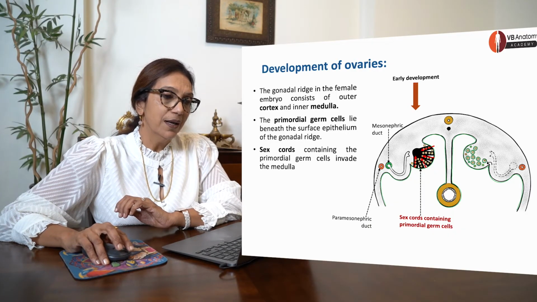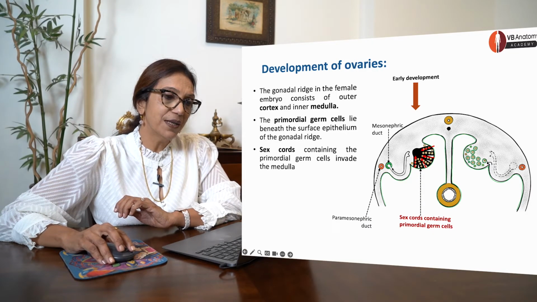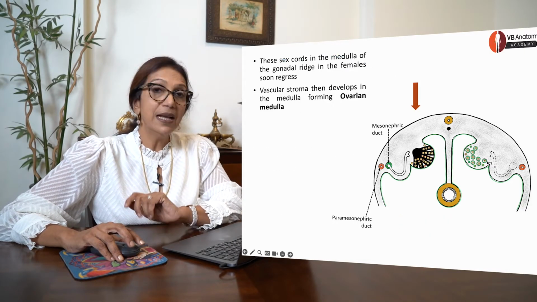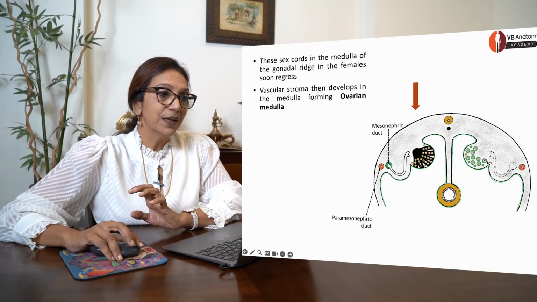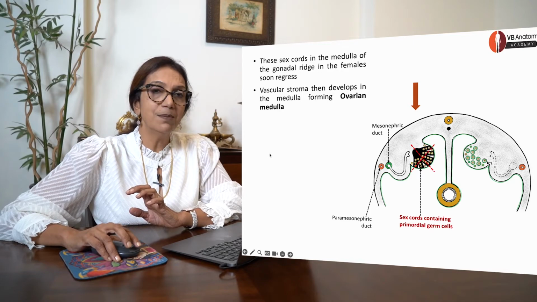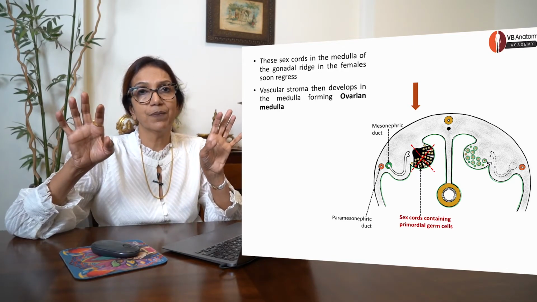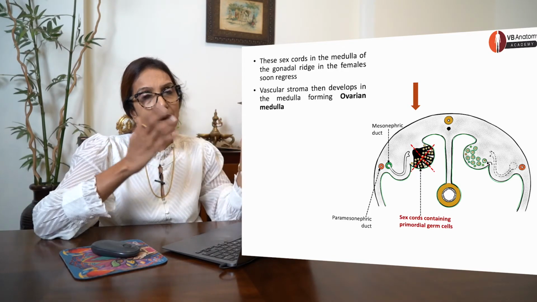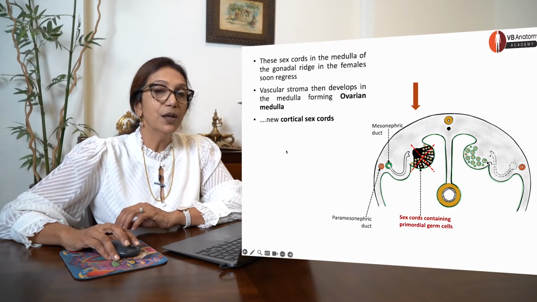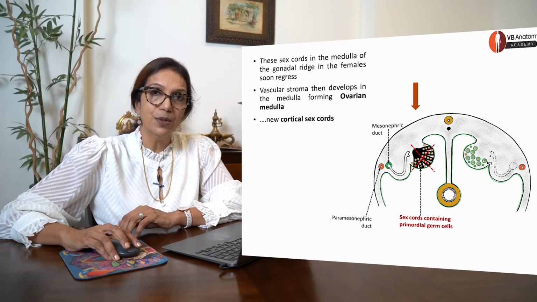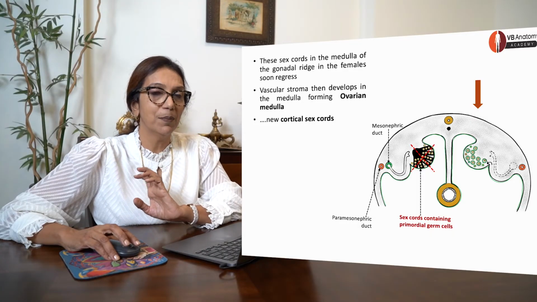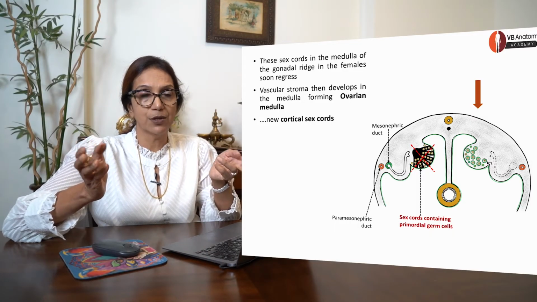Okay. That's the mesonephric duct. That's the paramesonephric duct. Keep orienting yourself. That's early development. Now what happens? These sex cords containing primordial germ cells slowly degenerate. Okay, they degenerate. They may have got formed, but they degenerate. Then what happens? New cortical sex cords are produced, but now this side is showing you the next development. Development is happening on both the sides, okay?